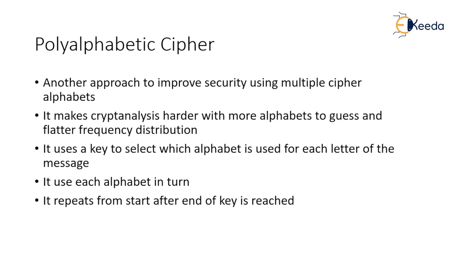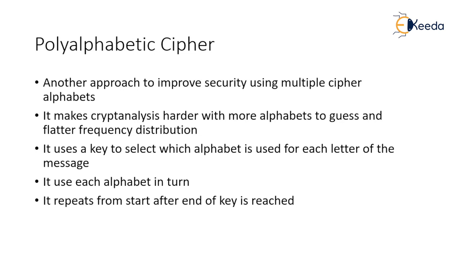This gives the attacker more work because many alphabets need to be guessed, and because the frequency distribution of the alphabets is more complex, since the same plain text letter could be replaced by several ciphertext letters, depending on which alphabet is used when. The general name for this approach is the polyalphabetic substitution cipher.